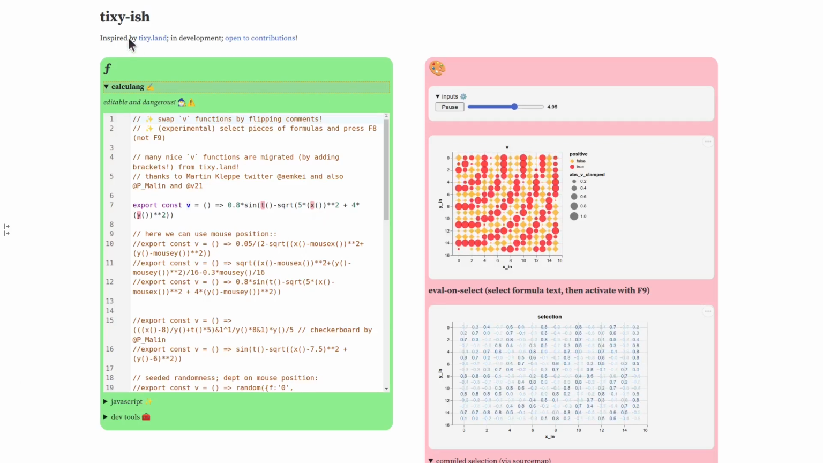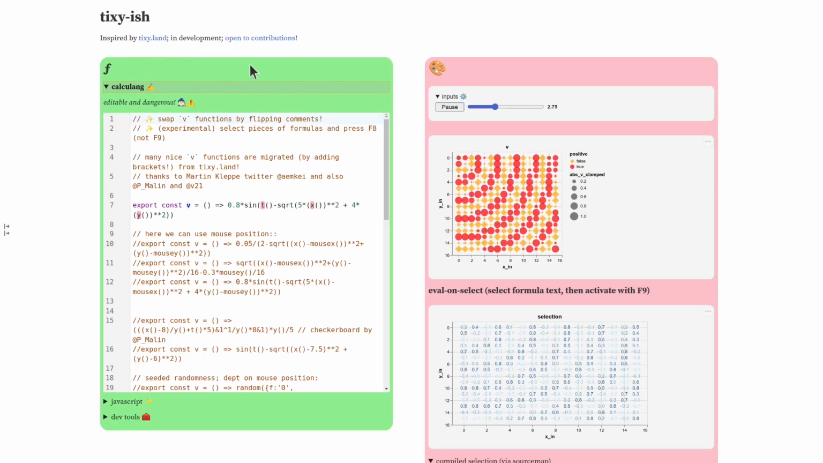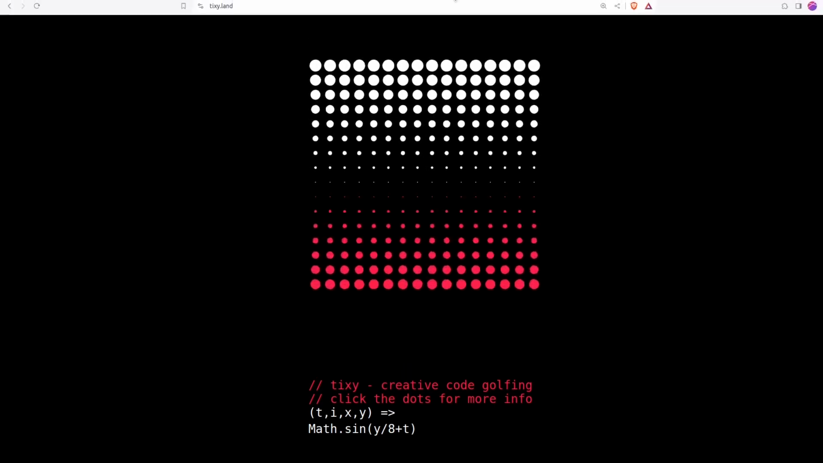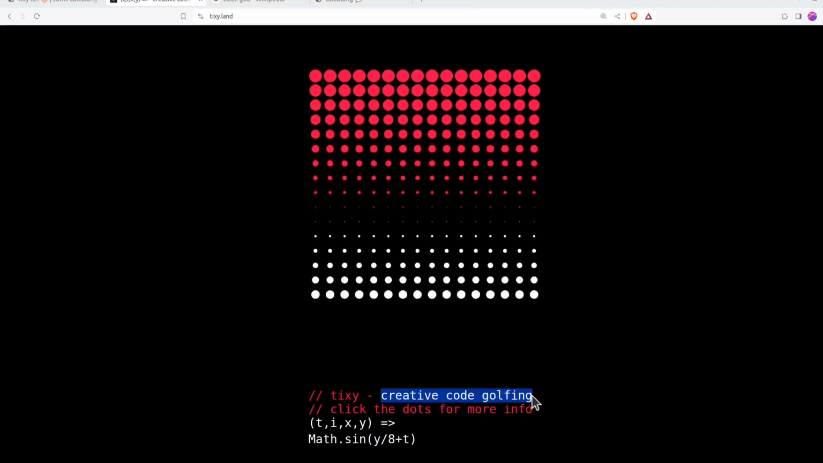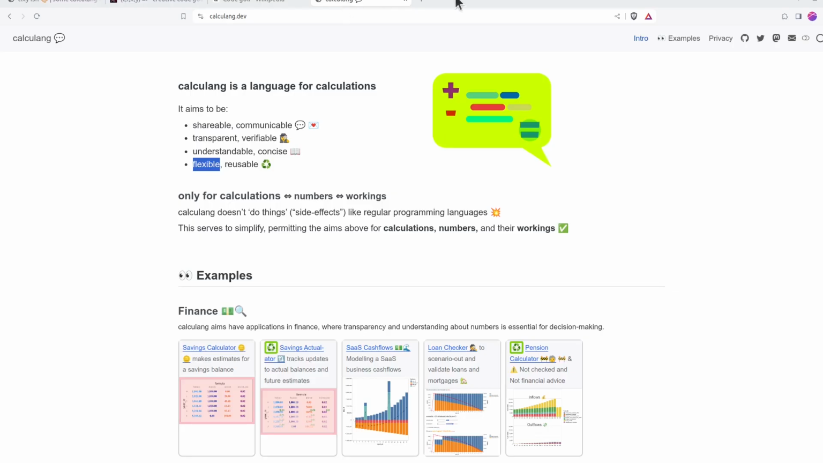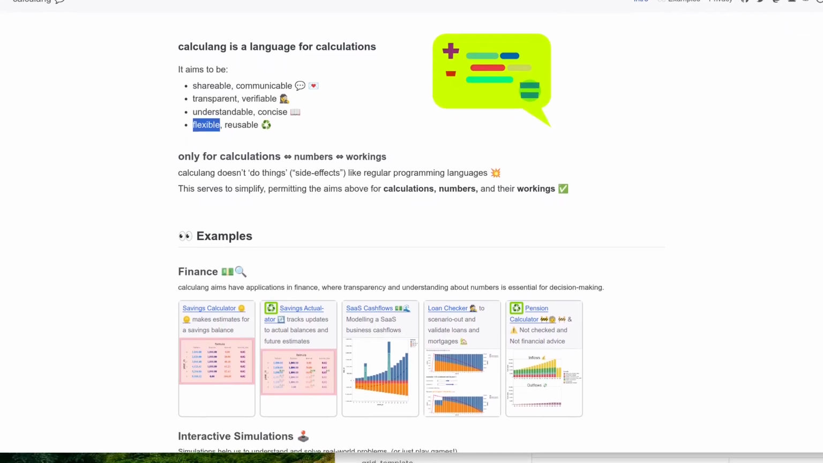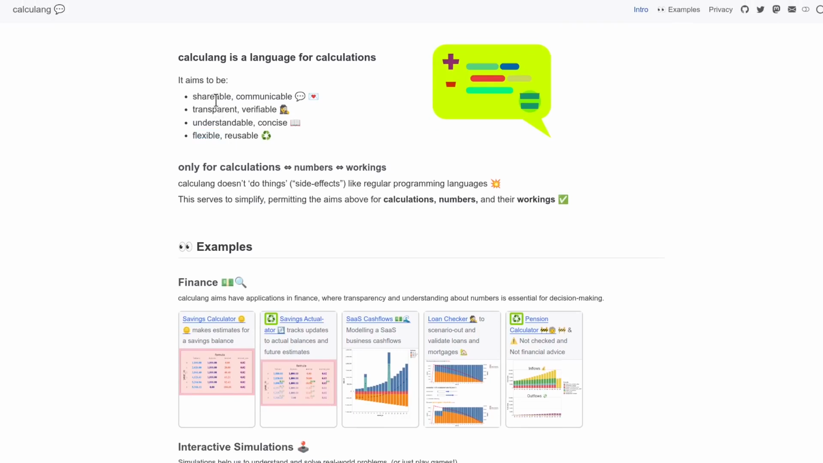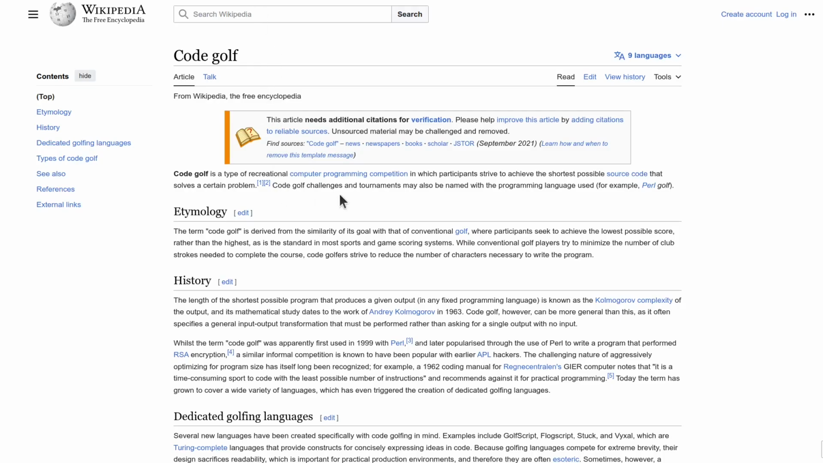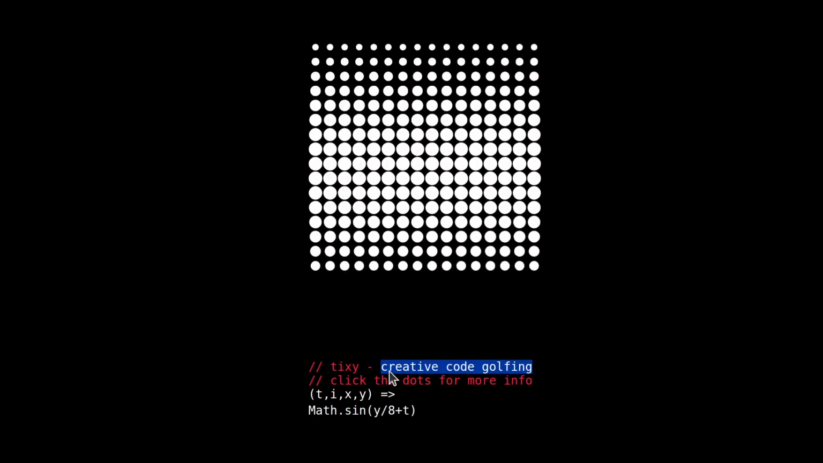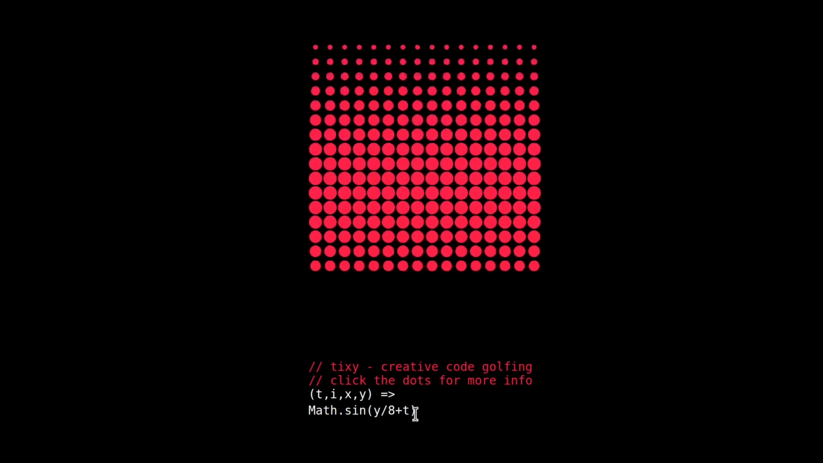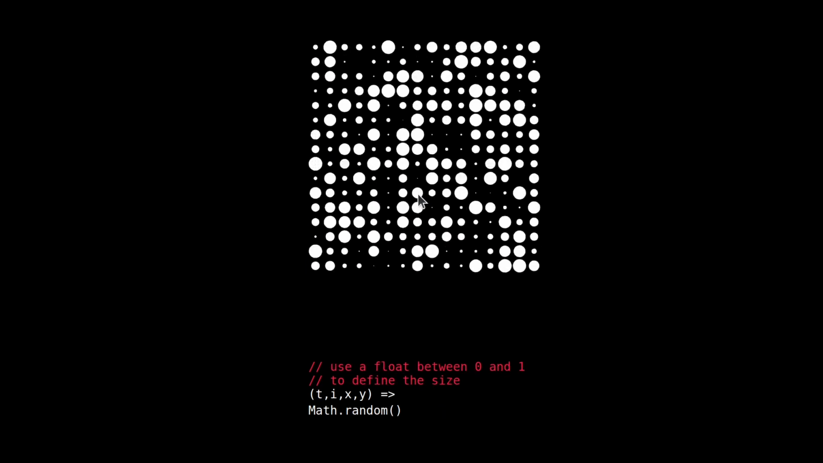Here is a clone essentially of tixy.land, which is described as creative code golfing. And code golfing is about as far removed from the goals of calculang as you can get. Code golfers don't care about transparency, don't care about being understandable. Code golf is about achieving an outcome using the shortest possible code. And it's an art form, and this is definitely an art form because we're going from little functions to interesting and different visualizations.